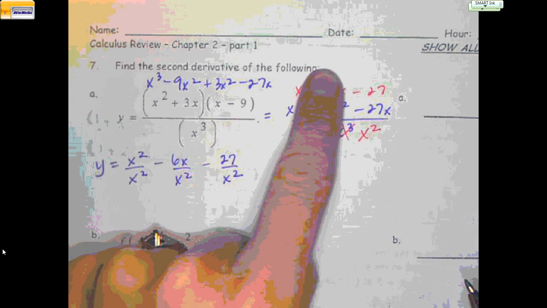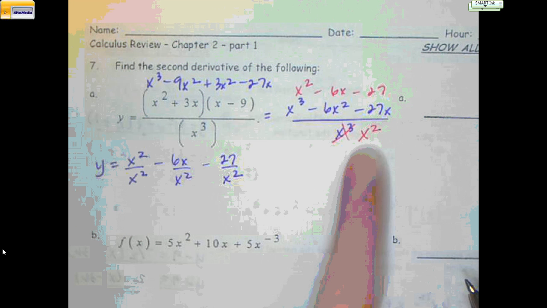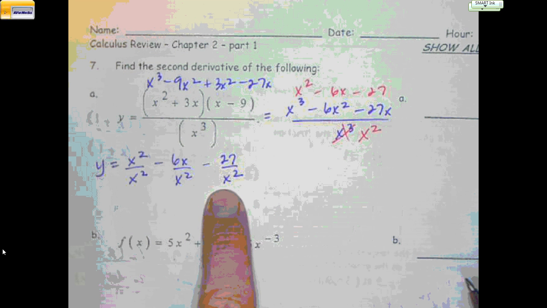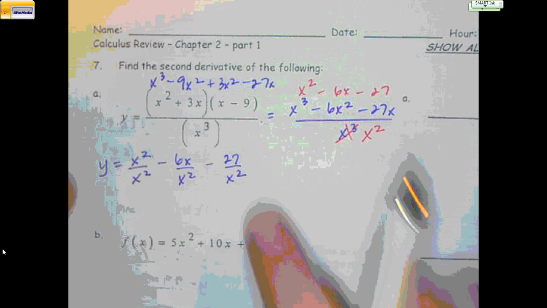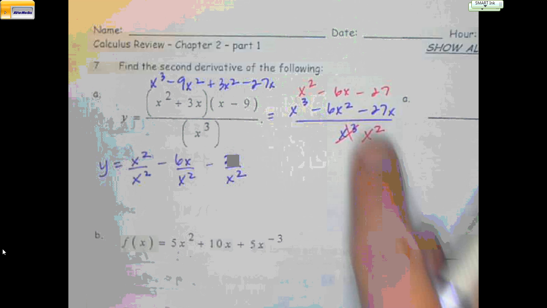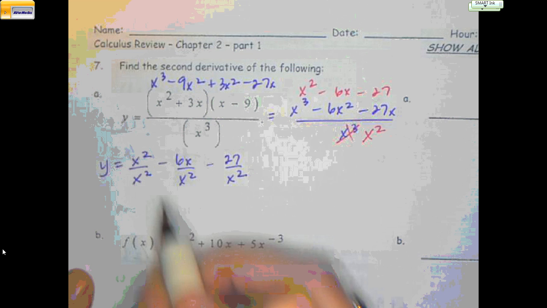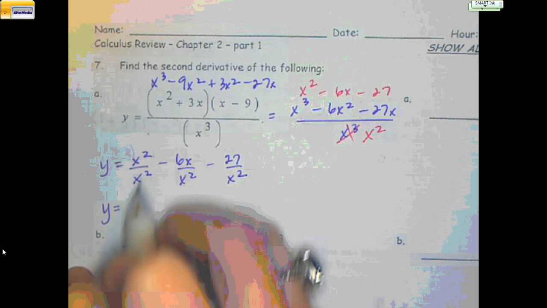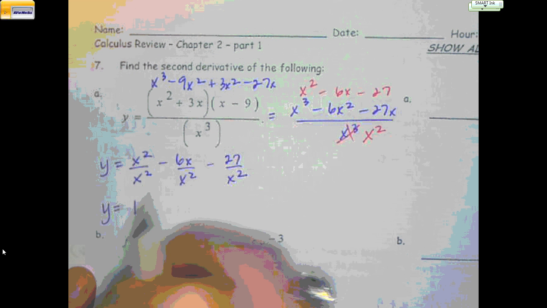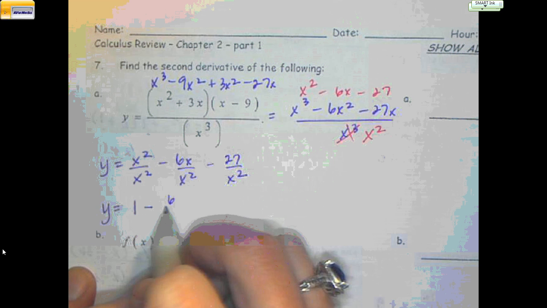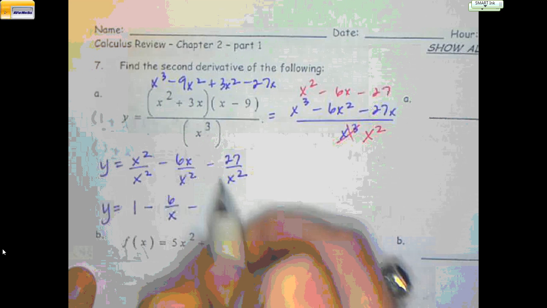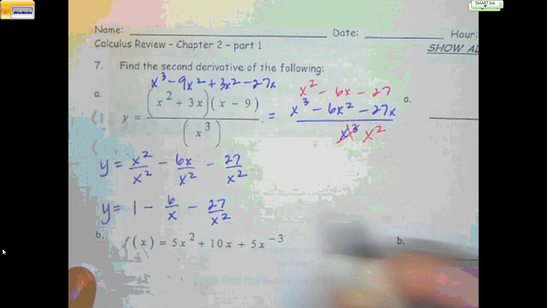You took what you had and you split it up, and as long as they all have the same denominator, that is perfectly legal. Because think about what would happen if you put all these together. Wouldn't it be what we just came from? Yeah. So let's kind of fix this. x squared over x squared is 1. This guy reduces to 6 over x, and this guy stays the way he is.